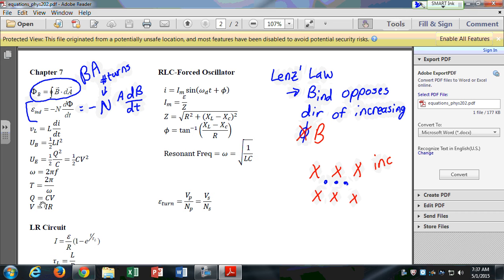If this is a magnetic field that's into the page but decreasing, that means that the derivative is negative, then the induced EMF is going to be what direction? Excuse me, the induced magnetic field is going to be in the same direction, into the page. We did several examples like that in class.